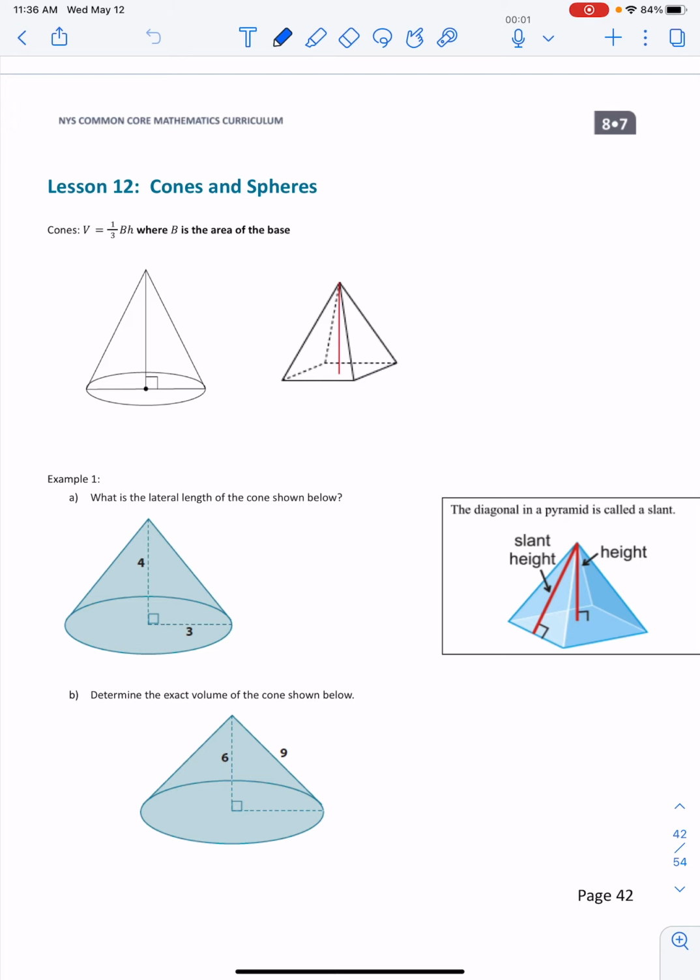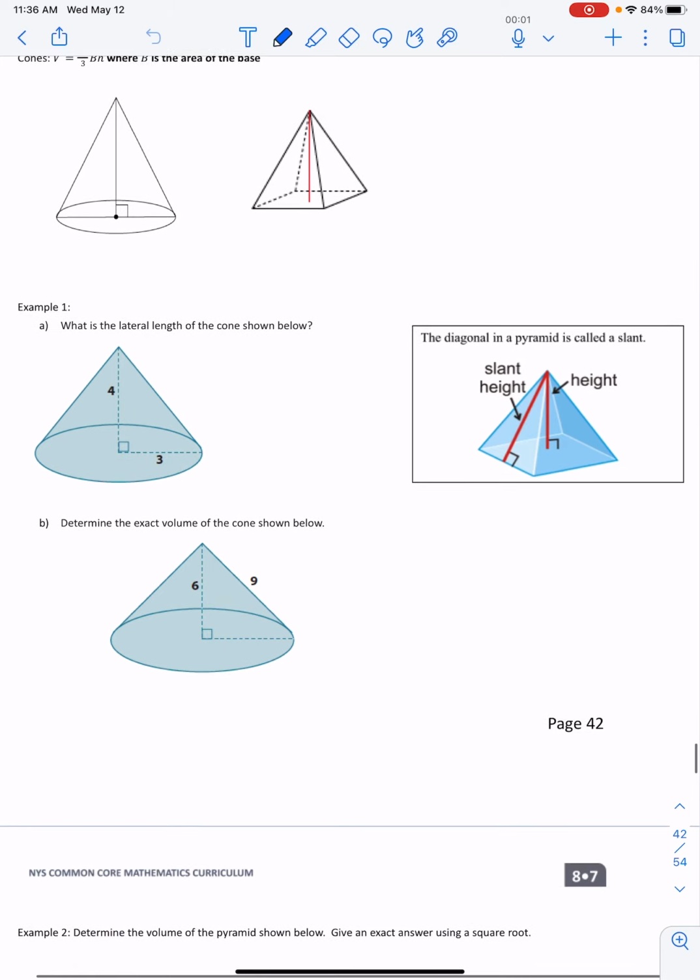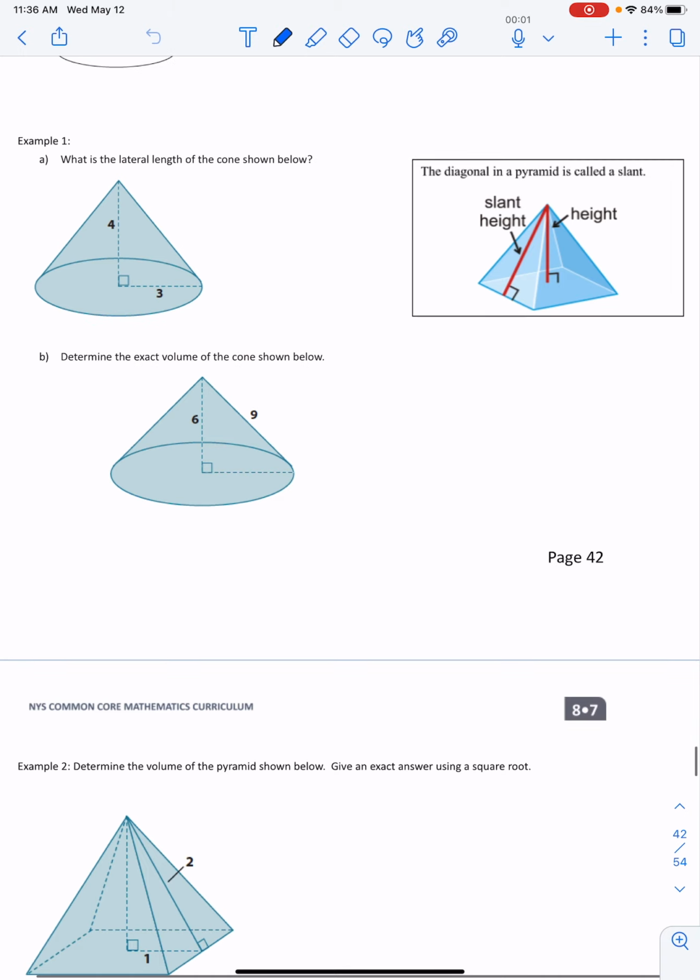And next, for example 1, it's what is the lateral length of a cone shown below. Well, if you look at this cone, it does form a right triangle, which means this right here is our C in our Pythagorean theorem.